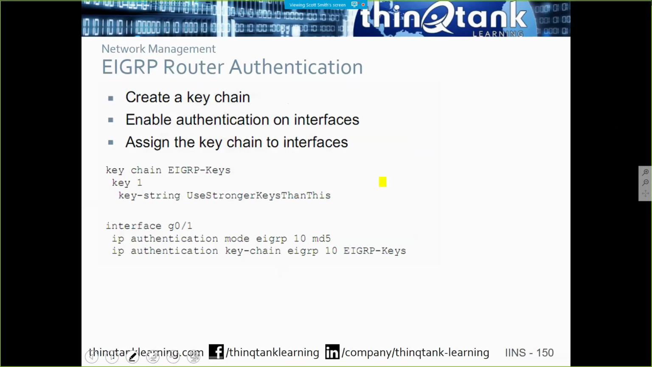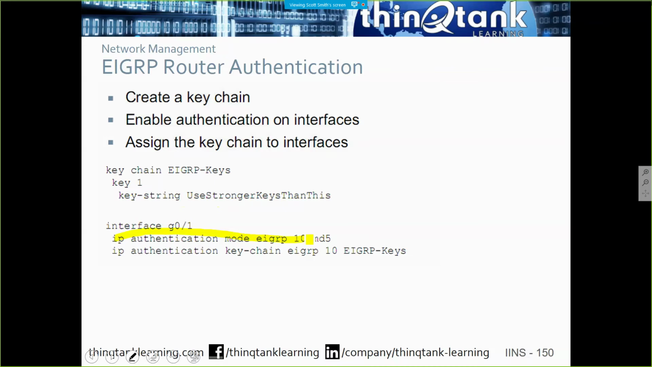EIGRP router authentication. Again, we create a key chain with a key ID and a key string. And then we specify on the interface that we're going to run authentication. Never understood this command, because the only authentication you can run in EIGRP is MD5, but they still require you to specify the mode. If you were to go ip authentication mode eigrp, EIGRP 10 is the autonomous system number. All right. But if you were to do this command with a question mark, the only option you would have is MD5. Never understood that. All right. Only option you have is MD5.